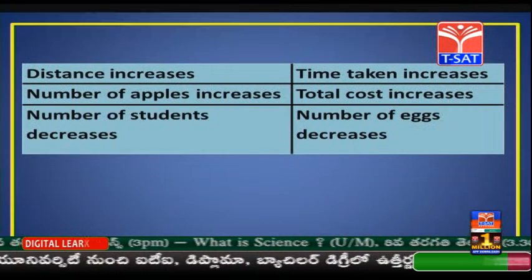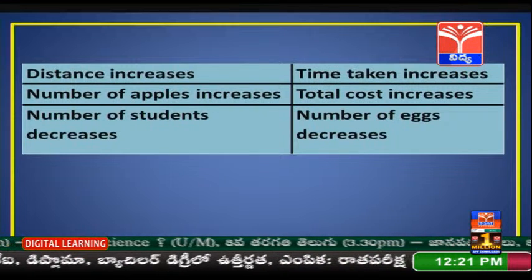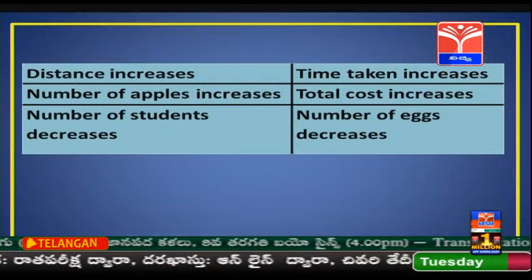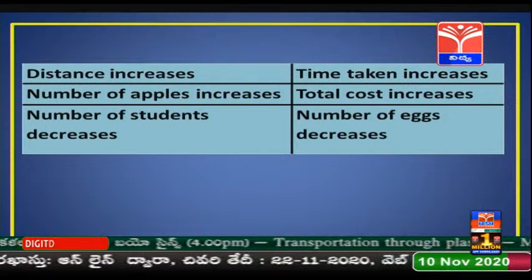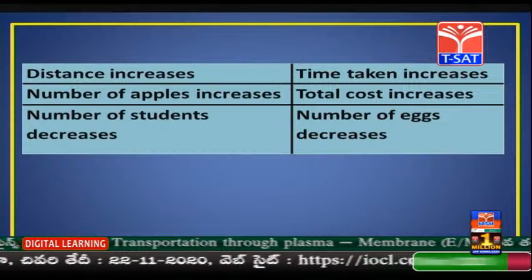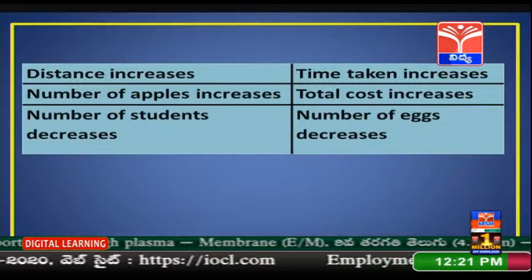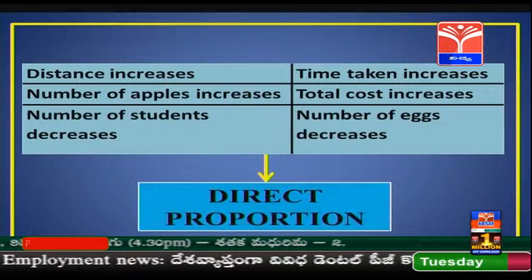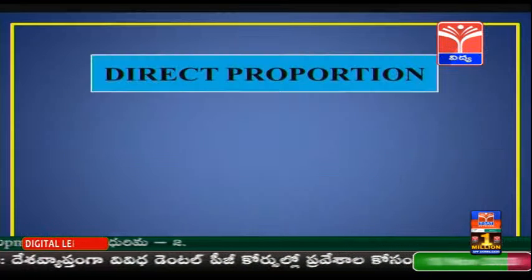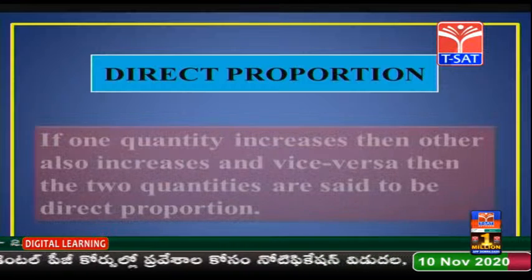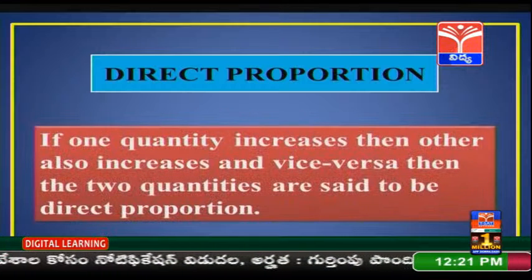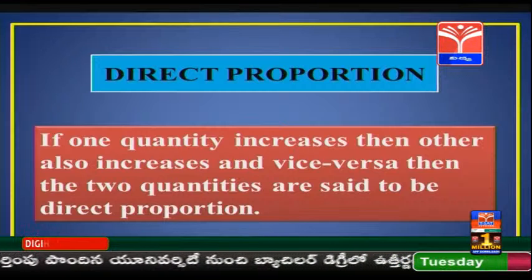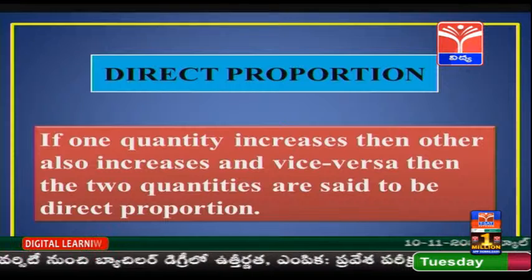So, as the distance increases, the time taken is also increasing; the number of apples purchased increases, the total cost also increases; and the number of students decreases, then the number of eggs also decreases. So, these are all examples of direct proportion. Now, let us see what direct proportion is. If one quantity increases, then the other also increases and vice versa, then the two quantities are said to be in proportion.